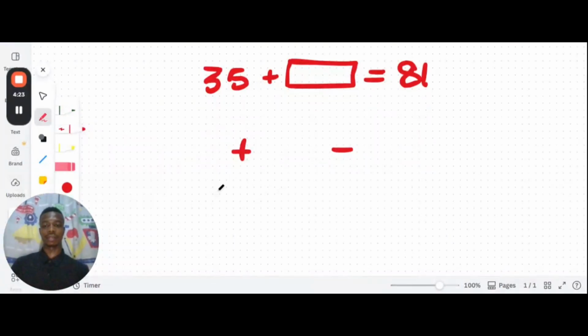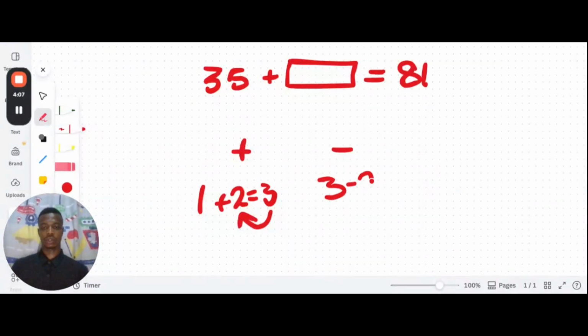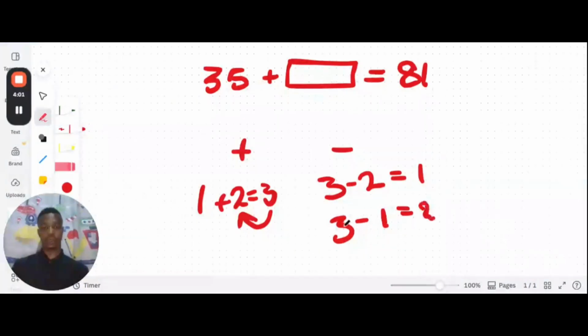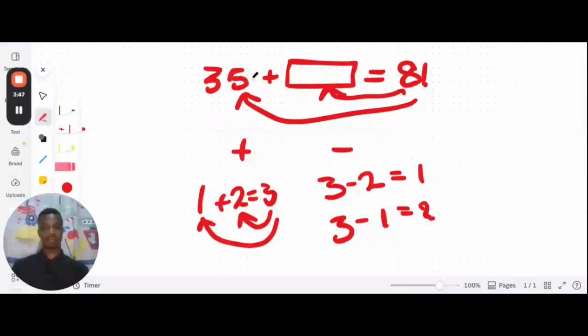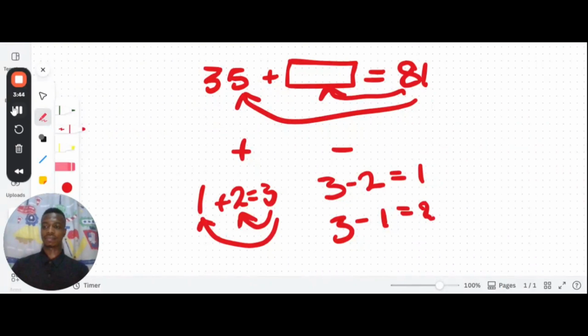And here is what I mean. 1 plus 2 gives us 3. Then this means that 3 minus 2 is going to give us 1. It also means that 3 minus 1 is going to give us 2. Now, this means that 81 minus this is going to give us this, and 81 minus this is going to give us this. All right.